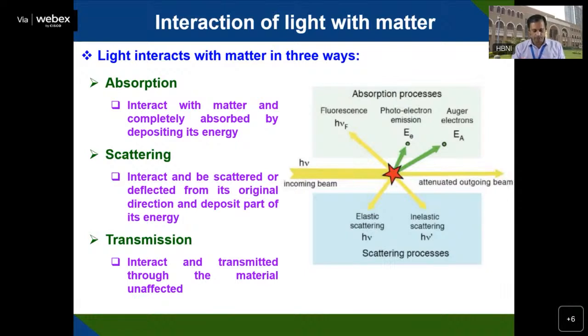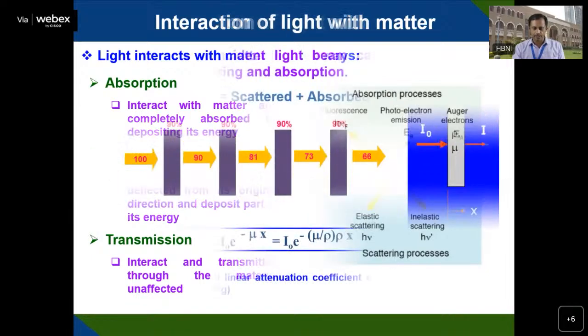There may be some energy loss or energy absorption. In transmission, the light interacts and is transmitted through the body, either without loss of energy or with loss of energy. You can see in this diagram that the photon, h nu, is coming in, and then different types of electron and scattering processes are arising. All three phenomena occur when light interacts with matter.